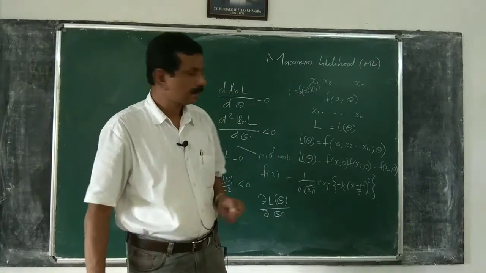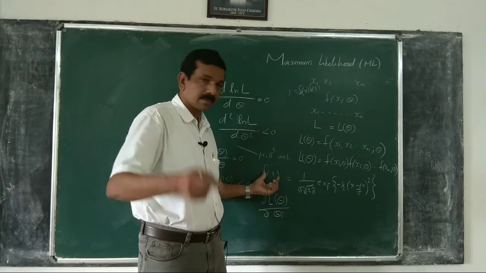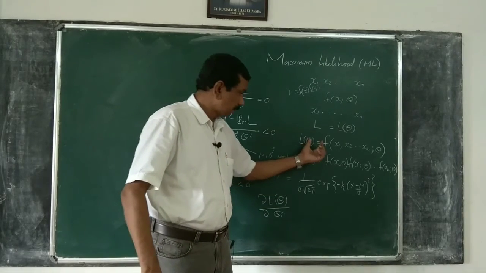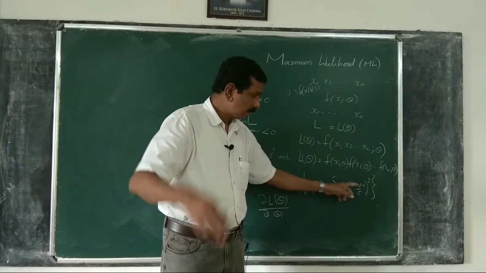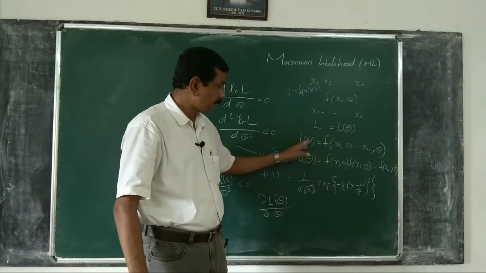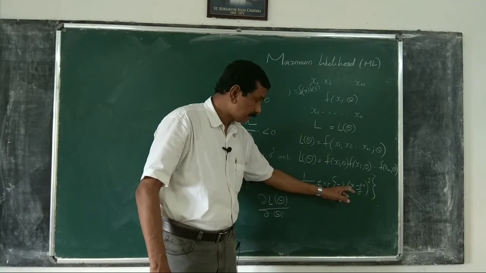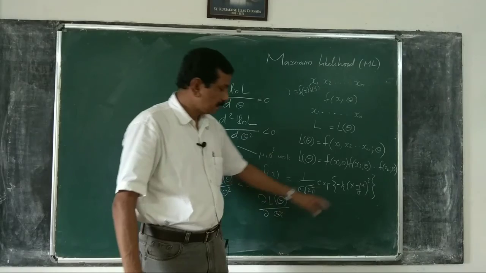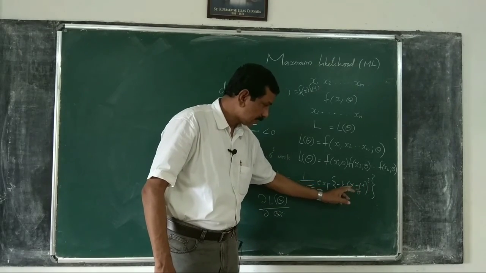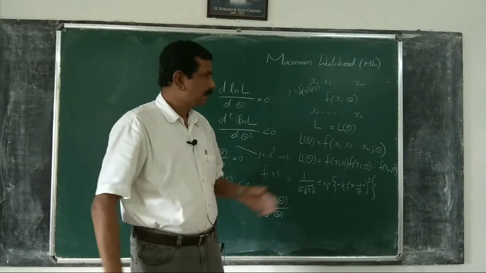And remember this, likelihood function is different from the PDF. In which respect? It is a PDF if mu and sigma square are known, x is unknown. It is a likelihood function if mu and sigma square are unknown, x is known. That is the only difference.